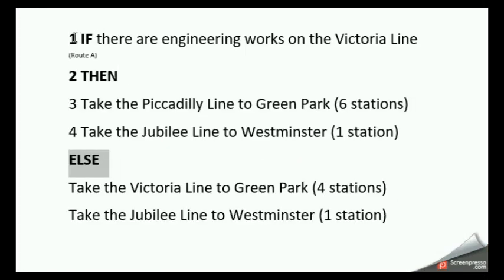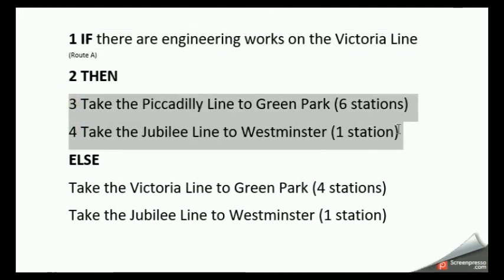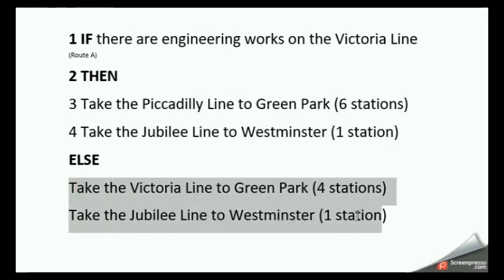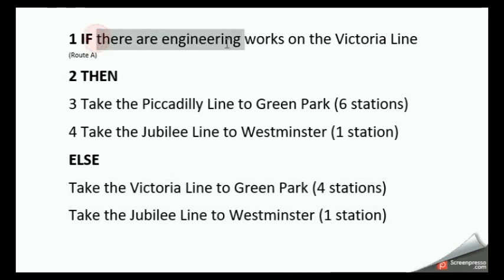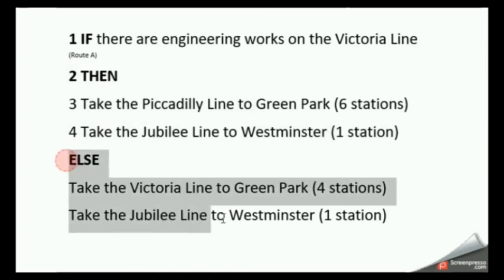However, let's go back to number 1. If there are engineering works on the Victoria Line, so let's check. No, there's not. So, this is not going to be looked at, this bit. There's no need, because there's no engineering works. So it's going to be else. Take the Victoria Line to Green Park, 4 stations, then take the Jubilee Line to Westminster, 1 station. So basically, this checks to see if there's engineering works. If there are, it's going to run this. If there's not, this. So let me give you another condition.